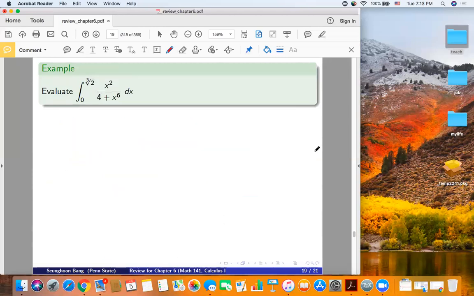Next, how can you solve this problem? Do you have an idea for solving this problem? The integral of x squared over 4 plus x cubed.